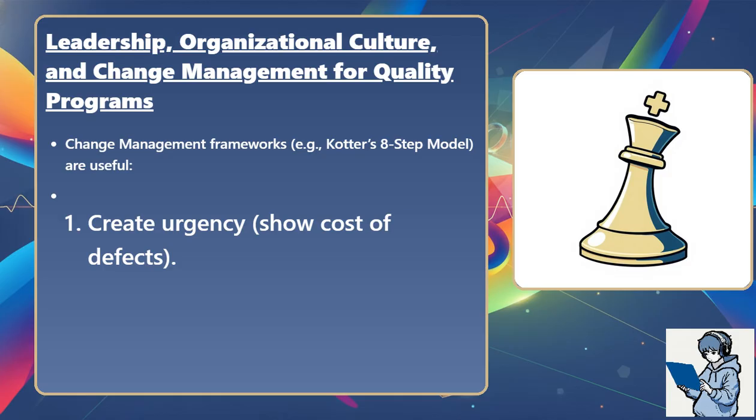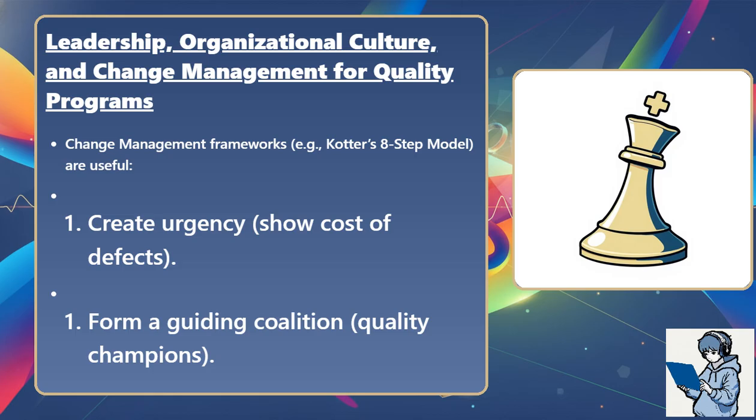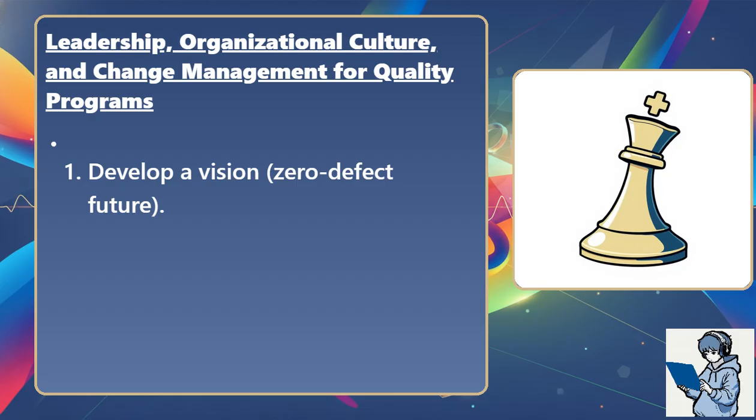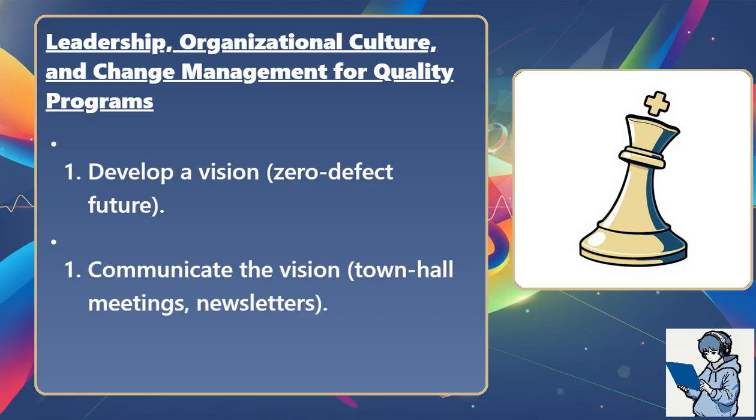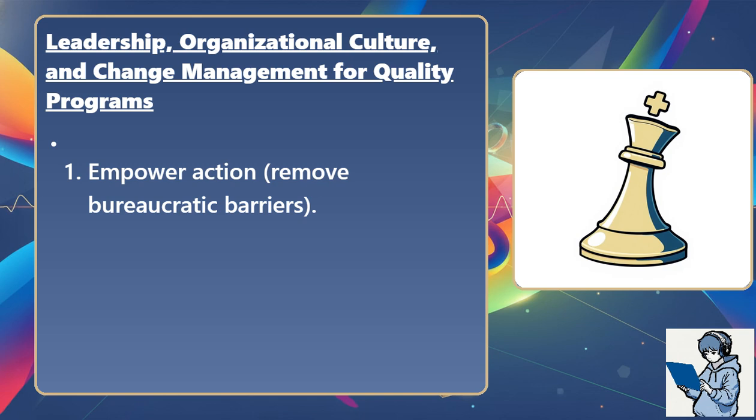Step 1. Create urgency, show cost of defects. Step 2. Form a guiding coalition, quality champions. Step 3. Develop a vision, zero defect future. Step 4. Communicate the vision, town hall meetings, newsletters. Step 5. Empower action, remove bureaucratic barriers.